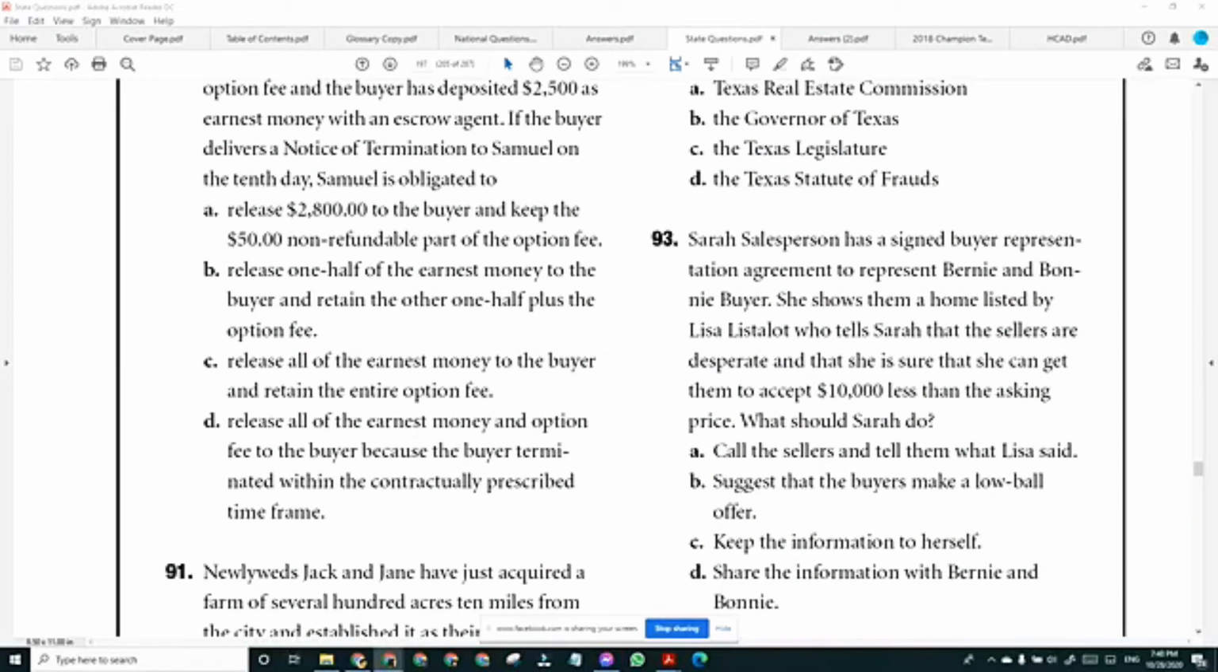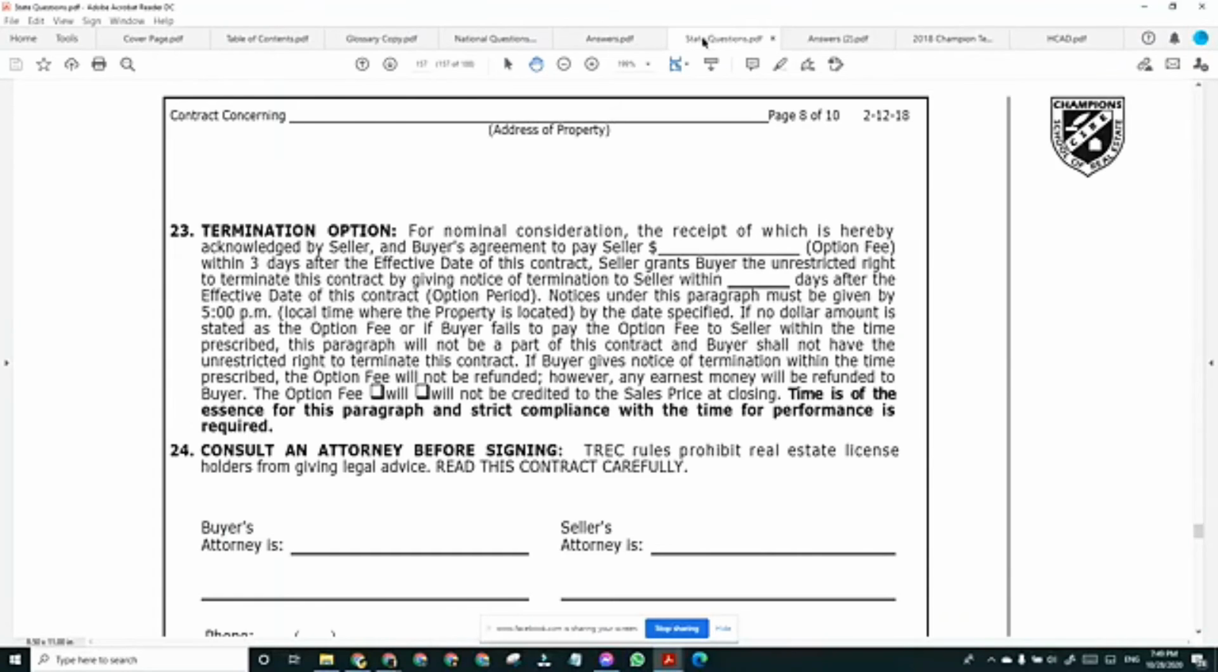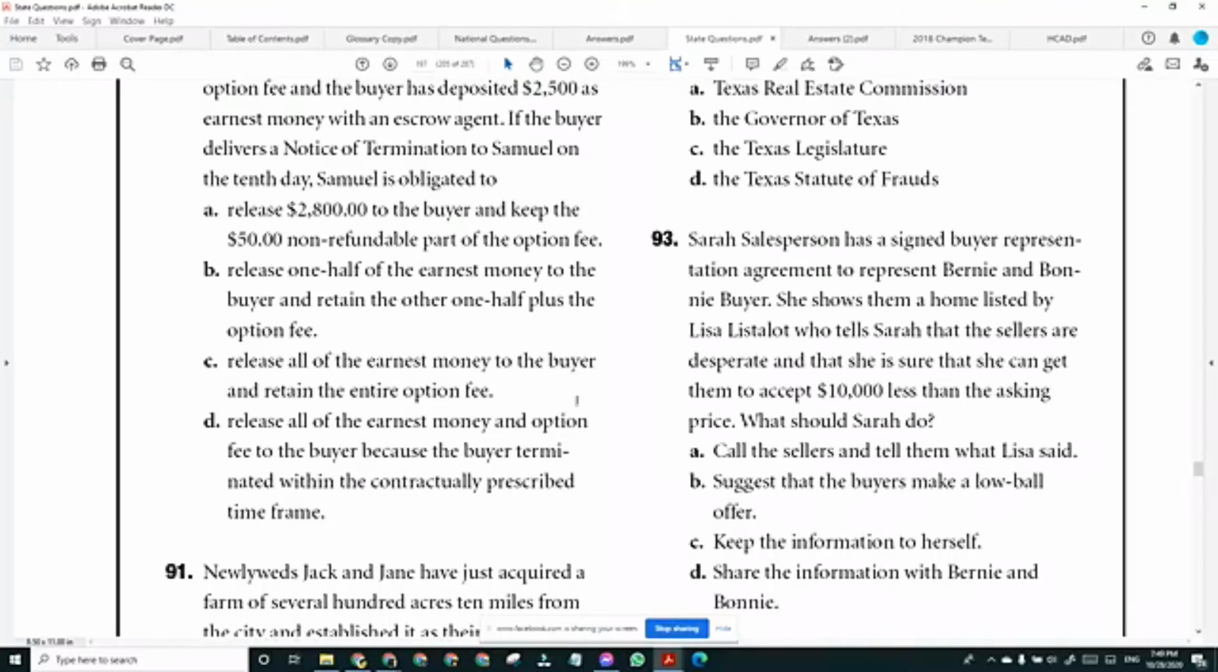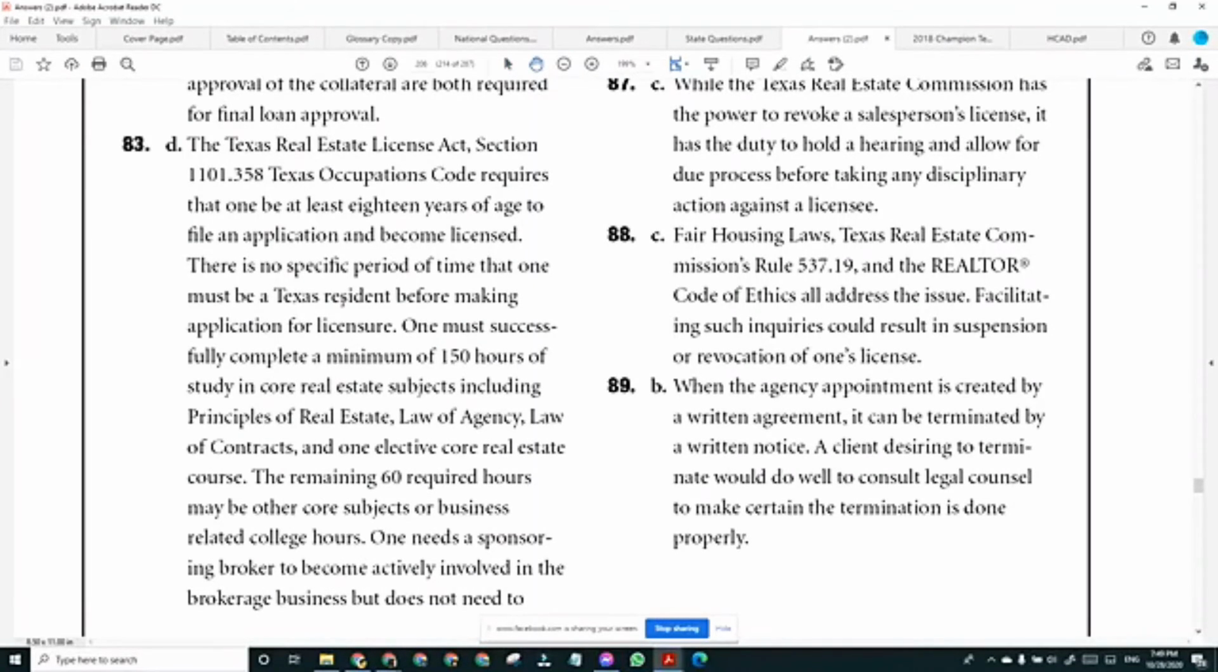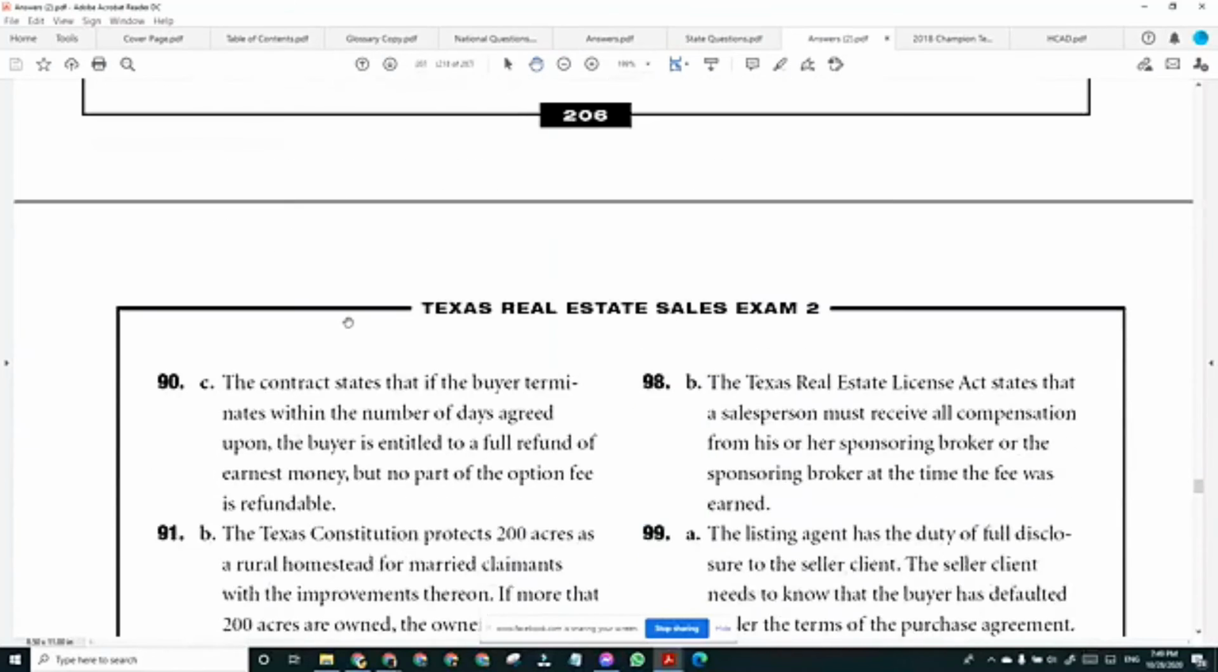Okay, so 90, don't let the $50 throw you off. That's what we get to pay, referral fee or a gift, right? That's a gift of $50, but not in this case. Option fee never gets returned. Okay, that's a never, never. So release all the earnest money to the buyer and retain the entire option fee, correct. Okay, what number was that? 90C.